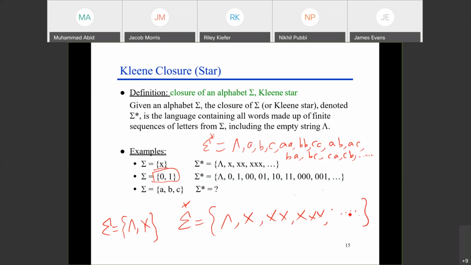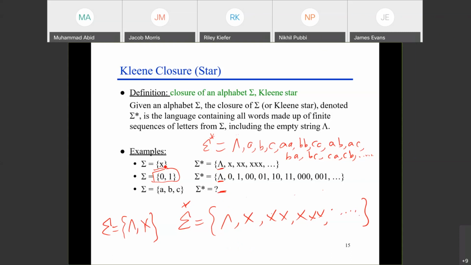So if you have lambda in the basic building block, there is no problem. We just find all possible combinations of the letters. But star guarantees that whether lambda is a member of your sigma or not, it will be in the language.